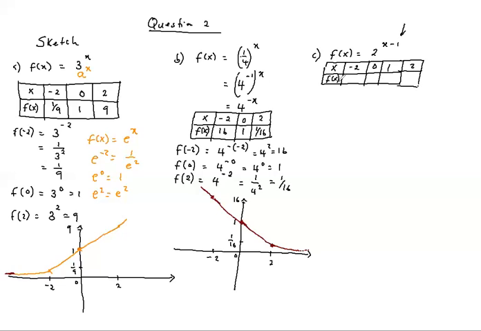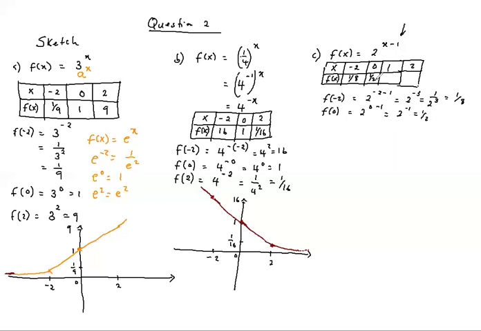So you get f of negative 2, which is 2 to the power of negative 2 minus 1, which is 2 to the negative 3. And that is 1 over 2 cubed, which is 1 over 8. So I have 1 over 8. F of 0 will be 2 to the power of 0 minus 1, which is 2 to the minus 1, which is half.